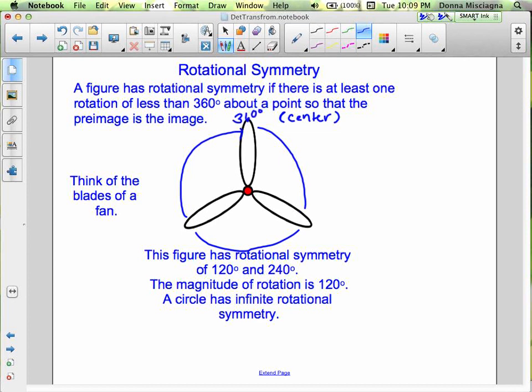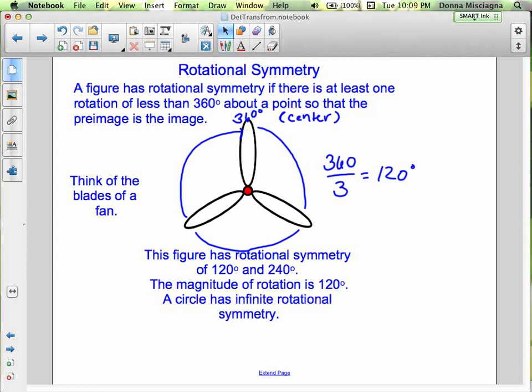This is a very symmetric figure. And there's 3 of these blades. So if I take 360 and divide by 3, that means each blade is 120 degrees away from one another. So if I move one blade around, I get 120 degrees. 2 blades around, I get 240. 3 blades, I'm back to the beginning.